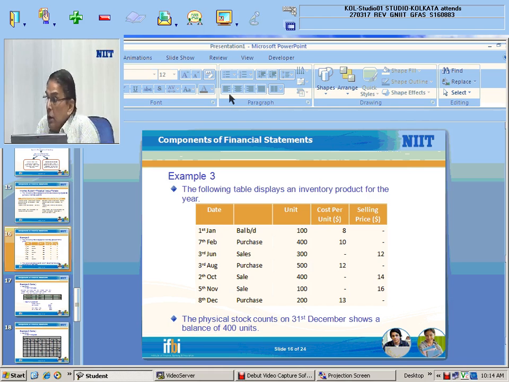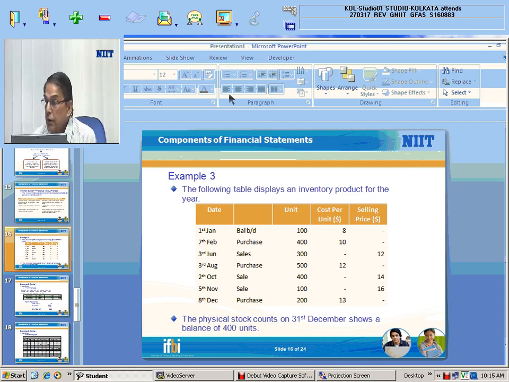So here we are first considering a scenario where the company doesn't maintain a perpetual system of inventory, but they are maintaining a periodic system of inventory. It means at the end of the year they find that 400 units are left as the closing stock, so they are trying to determine the value of this closing stock following the first in first out method. So what does first in first out method mean?